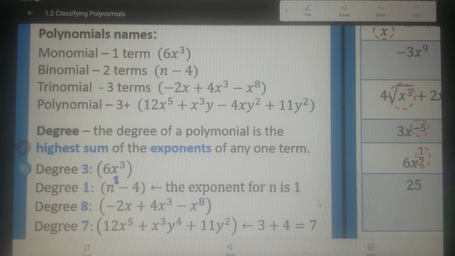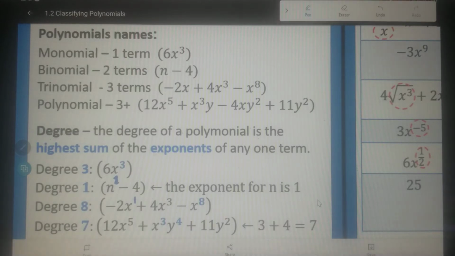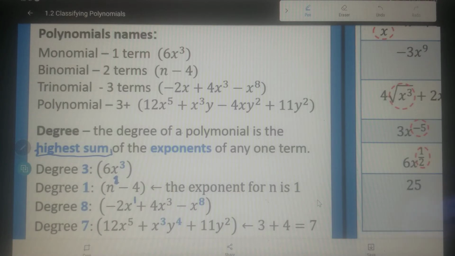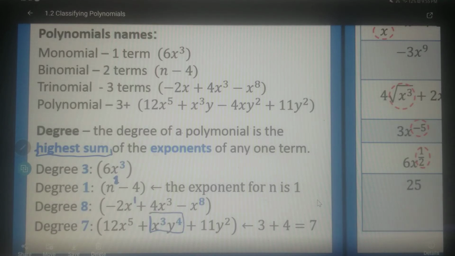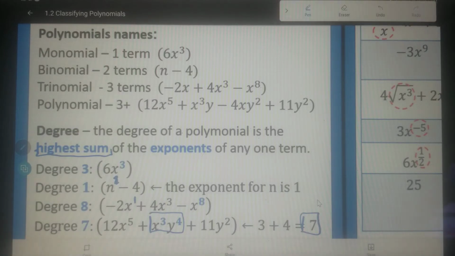And then we have this next one. So we have the invisible 1 here, a 3, and an 8. The biggest one of those is an 8, so this is a degree 8. Now, in the last one, we can see it has a 5, a 3, a 4, and a 2. And so we might select the 5 as the biggest exponent. But remember, this said the highest sum. In this one in particular, it has 2 exponents that the sum of those is 7. 3 plus 4 is 7. So this is a degree 7. Not too complicated.